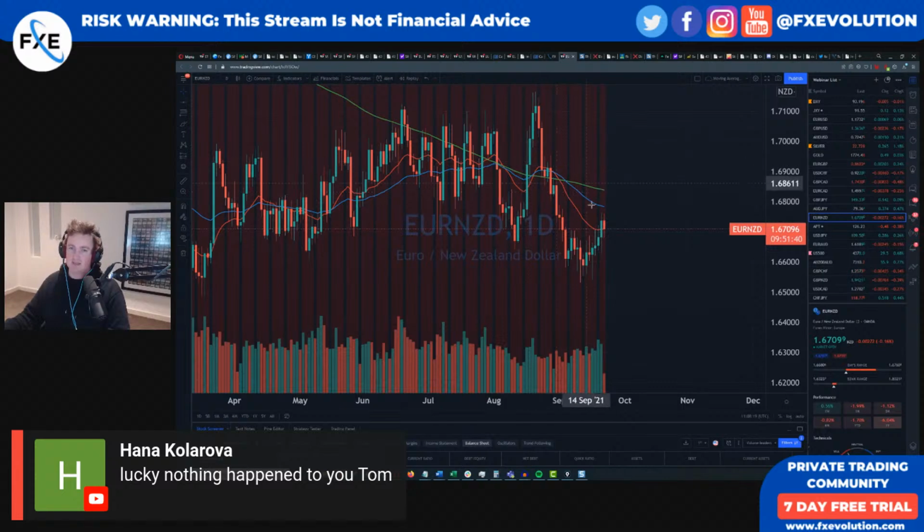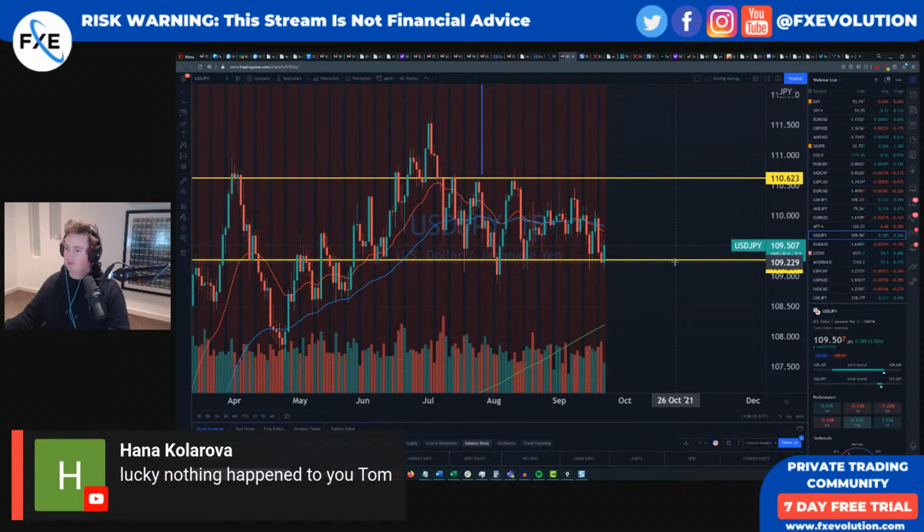So yes, I do like this Euro New Zealand. I'll certainly be looking for turnarounds at this point and keep watching it. Let's go through a couple other currencies. US dollar yen, not much to really note here. These are the levels we've always had. I think with currencies, a lot of them are probably awaiting the FOMC.